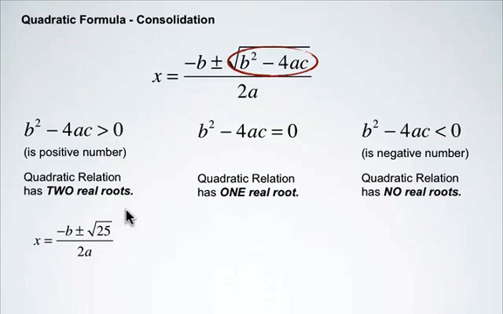Here's an example. If the square root of 25, this is a positive number, you'll have two real roots. For this one, there will only be one real root because the square root of 0 will be 0. And in this one, we cannot go on any further because it's a negative number, and we cannot calculate the square roots of negative numbers. So there is no real root.